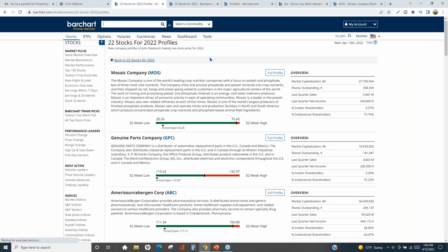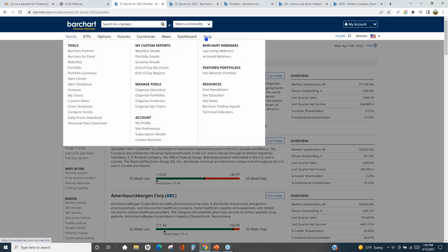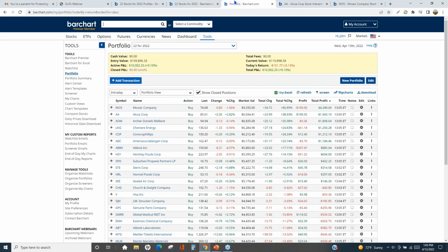So let me move away from this page, and under tools, you'll find where it says portfolios. What I did was I took the 22 stocks that were in this webinar and created a hypothetical portfolio. And you can see here that we're a little bit more than one quarter into the year, and our portfolio is up about 9%, which is not bad considering the year that it's been. But more importantly, what I want you to notice here is that our profits are concentrated in just a handful of stocks.